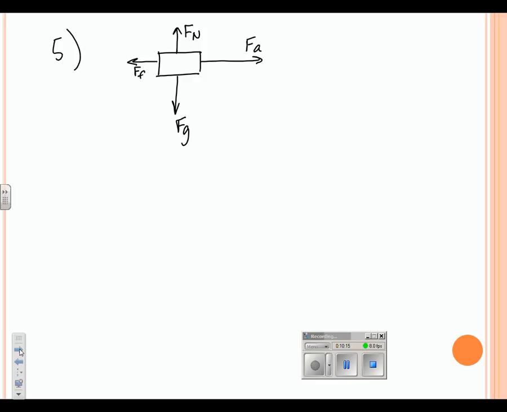All right. Now number 6 says a rightward force is applied to a book in order to move it across the desk at a constant velocity.